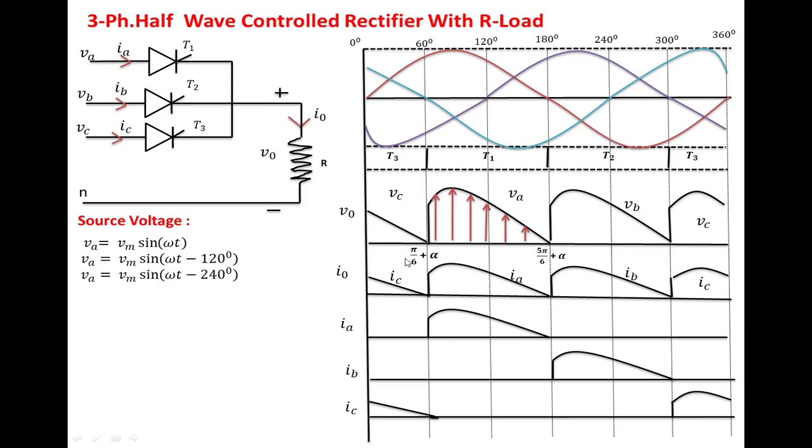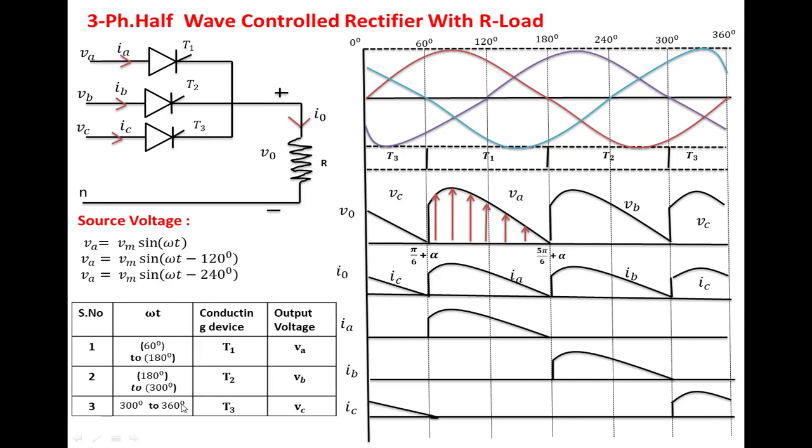Now we are going to keep the same circuit operation in table form. From 60 to 180 degrees, T1 is conducting, the output voltage becomes VA. From 180 to 300 degrees, T2 is conducting, output voltage becomes VB. From 300 to 360 degrees, T3 is conducting, the output voltage becomes VC.